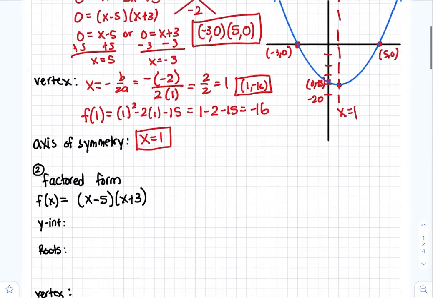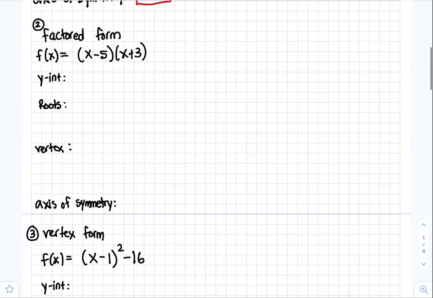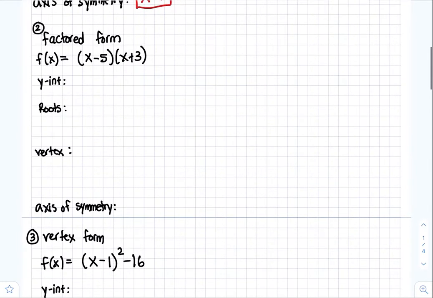Now let's do factored form. So again, all these answers are going to be the same. It's just you guys have to do the process. The process is the part that's important. So this is what factored form always looks like, you guys. Okay, a times x minus r1 times x minus r2. So right here we have factored form.